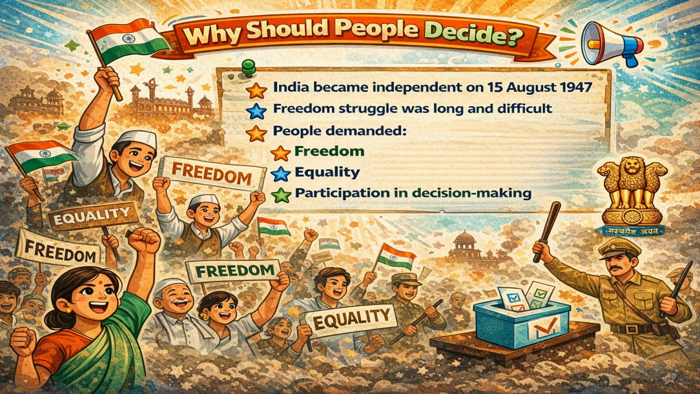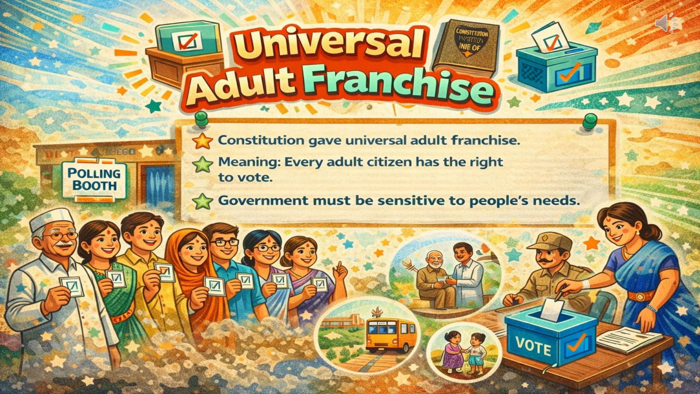When India became independent on August 15, 1947, the freedom struggle had already taught us an important lesson. People had fought for freedom, equality, and the right to participate in decision-making. So naturally, in independent India, people wanted their voices to matter. To make this possible, our constitution introduced universal adult franchise. This simply means every adult citizen has the right to vote, regardless of caste, religion, gender, or wealth.